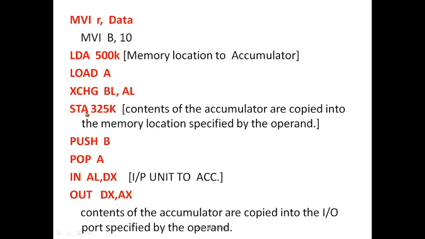Next one is store, that is STA 360. For example, STA store, say 325K. That means the contents of the accumulator are copied into the memory location specified by the operand. Again repeating, the contents of the accumulator are copied into the memory location specified by the operand here. So when you give store, it works directly with the accumulator, opposite to LDA.